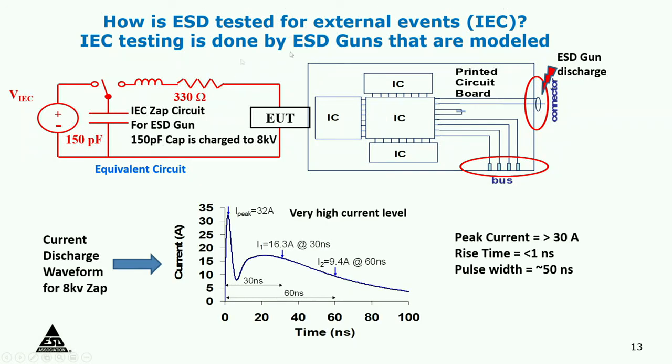The external world events are represented by a different model, 150 pF, 330 ohms. And this represents someone taking a screwdriver or your car key, touching the external ports. If you're charged to 15,000 volts, you can produce current as high as 30 amps. Notice it's a very weird looking waveform. So all these pins that are in the external world must be able to handle energy like this.